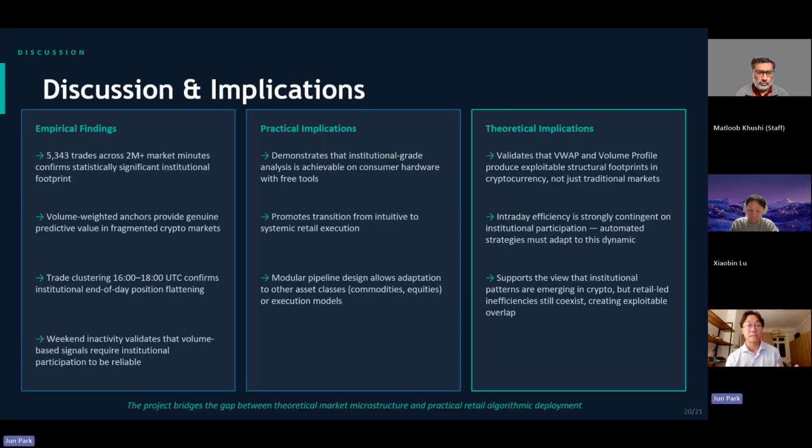So stepping back, what does this project actually demonstrate? Empirically, it provides evidence that the VWAP and volume profile anomalies produce reliably exploitable structural patterns in cryptocurrency markets. Practically, it directly challenges the assumption that institutional quality analysis requires institutional infrastructure. The entire pipeline runs on consumer hardware using open source tools and zero software cost. And theoretically, this project supports the position that while crypto retains high retail-led volatility, the institutional footprint is already sufficiently established to be modeled, and the coexistence of these two participant types is itself the source of exploitable market inefficiency.